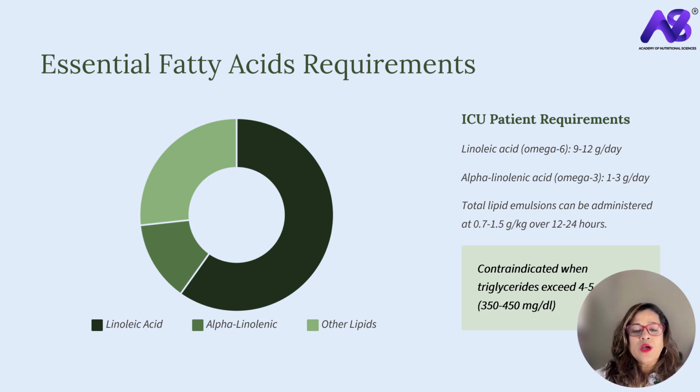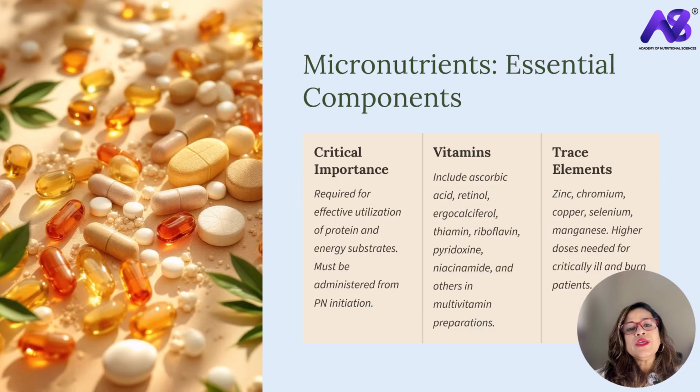Okay, so coming to the next one, the different micronutrients that you require in PN. Now when we talk about PN, we say that we'll give carbohydrate, protein, and fats from dextrose, amino acids, as well as essential fatty acids. What happens to the micronutrients?